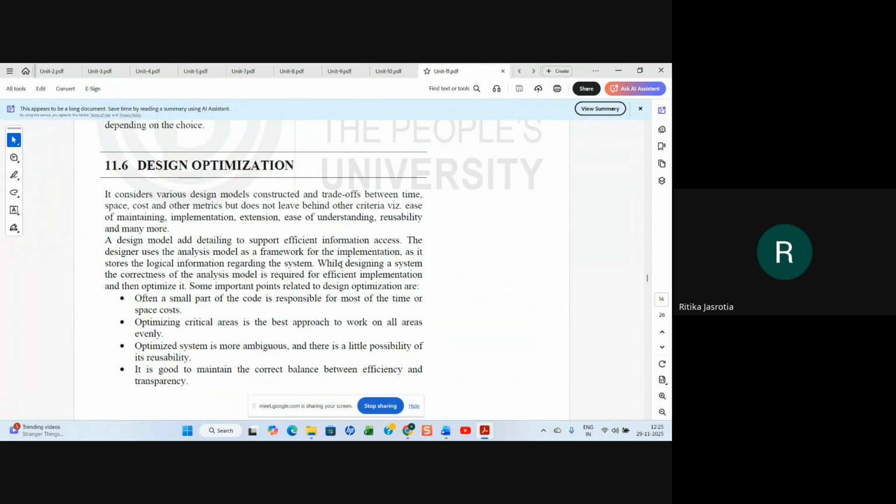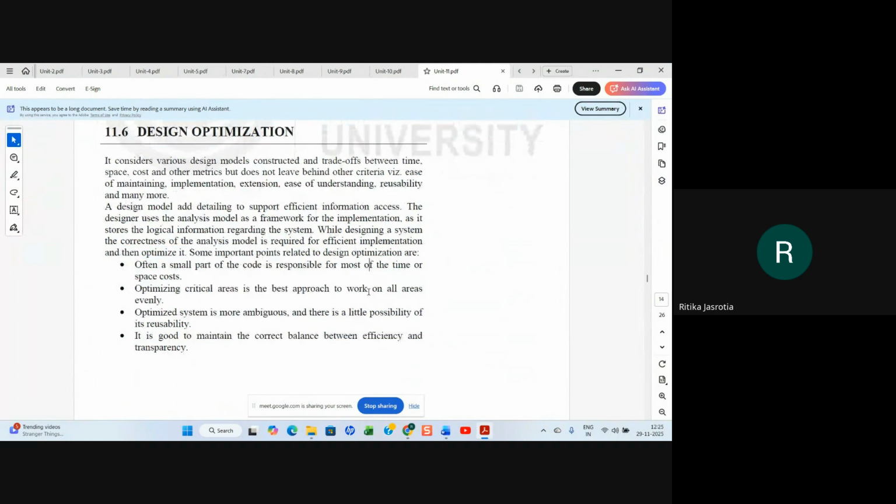So first, when you are designing a system, your analysis model should be correct. That is the most efficient thing. And after that, you have to optimize the analysis model also. Some important points related to design optimization are: often a small part of the code is responsible for most of the time or space costs. So your small part of the code is responsible for most of the time.